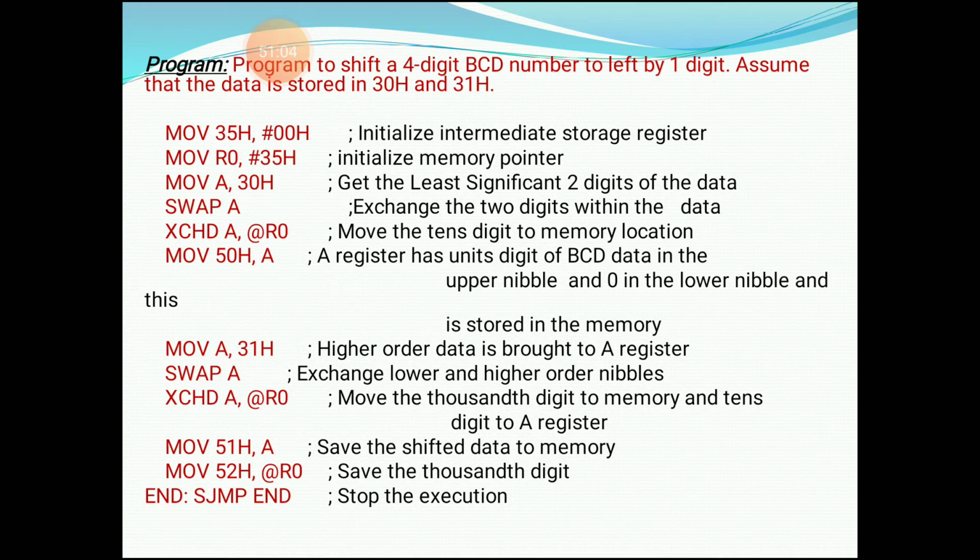Now @R0 contains the value 01. This value is loaded into the 52H location. So after the operation, stop the execution by using the SJMP END instruction.